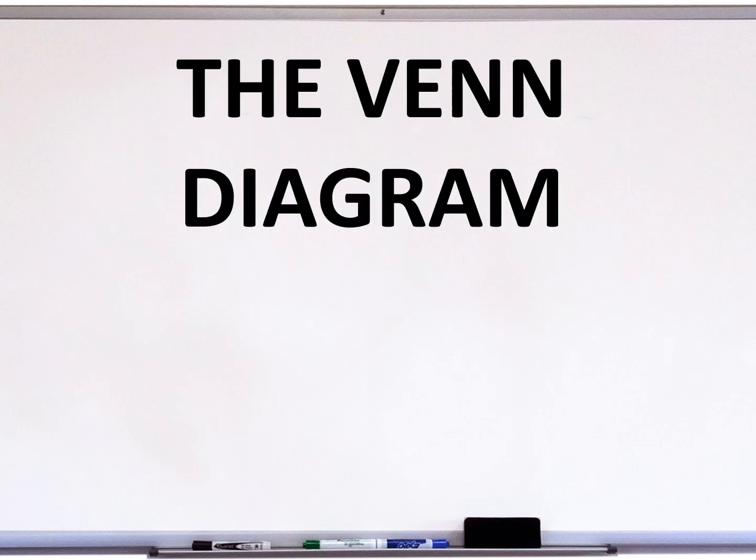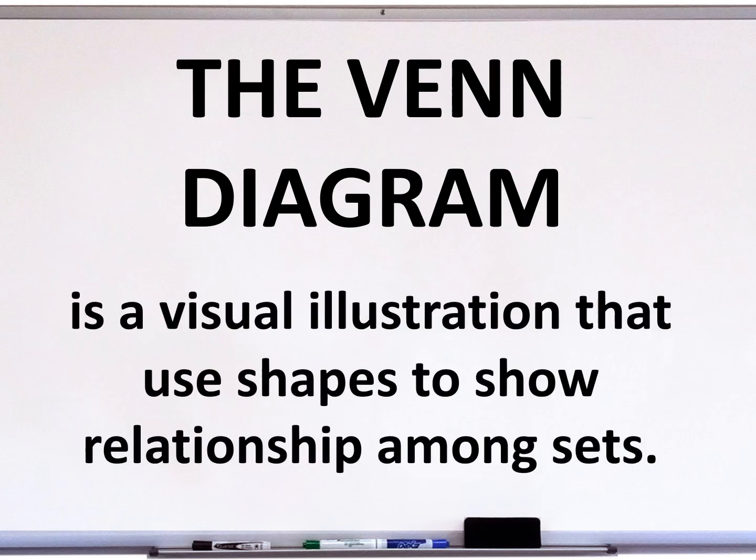Okay, let's now proceed with the next lesson, and that is the Venn diagram. When we say the Venn diagram, this is simply a visual illustration that uses shapes to show relationships among sets. So, the Venn diagram is used to visualize the given problem when it comes to sets. So here is an example of a Venn diagram.